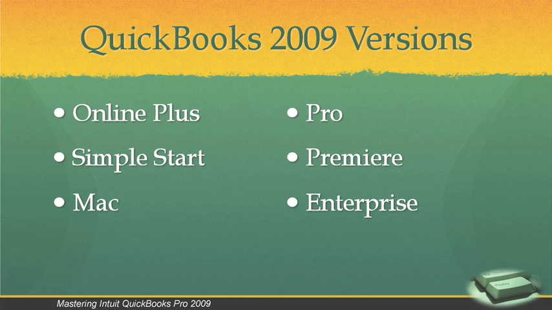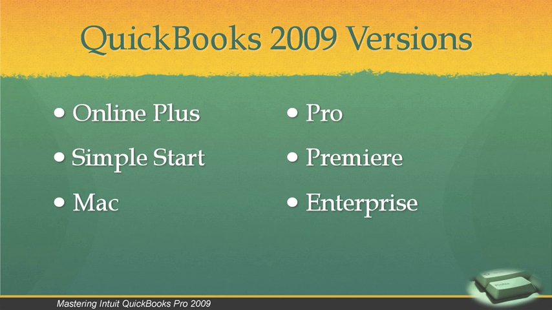There's an Online Plus, Simple Start, Mac, Pro, Premier, and Enterprise. All of these versions allow for basic accounting functions like tracking expenses, paying bills, and managing sales, the things you'd think about. But the higher-end versions allow for more extensive customization, things like import and export of data, and advanced reporting. They also allow for more simultaneous users. Now, if you're a sole proprietor working by yourself or in a small company, then probably one of the lower-end versions will do. If, however, you have a larger company, maybe with multiple locations, then you probably want to consider the Pro, Premier, or Enterprise versions.